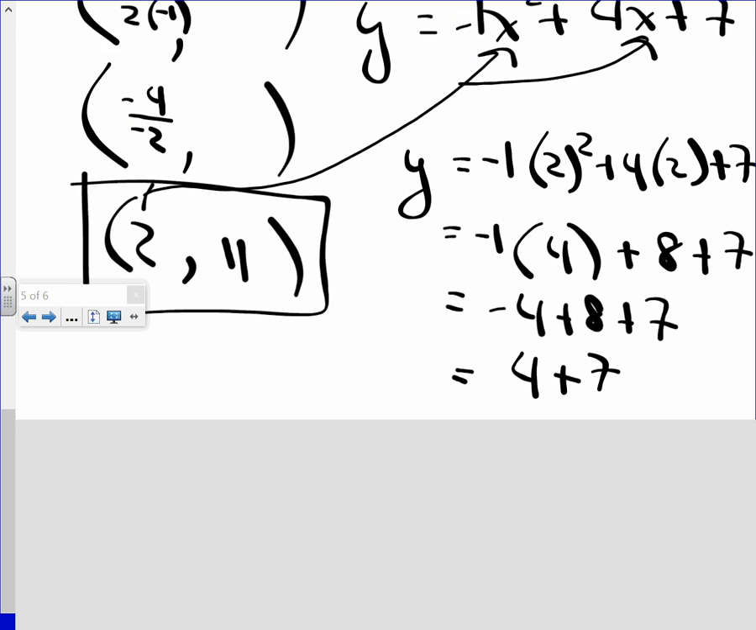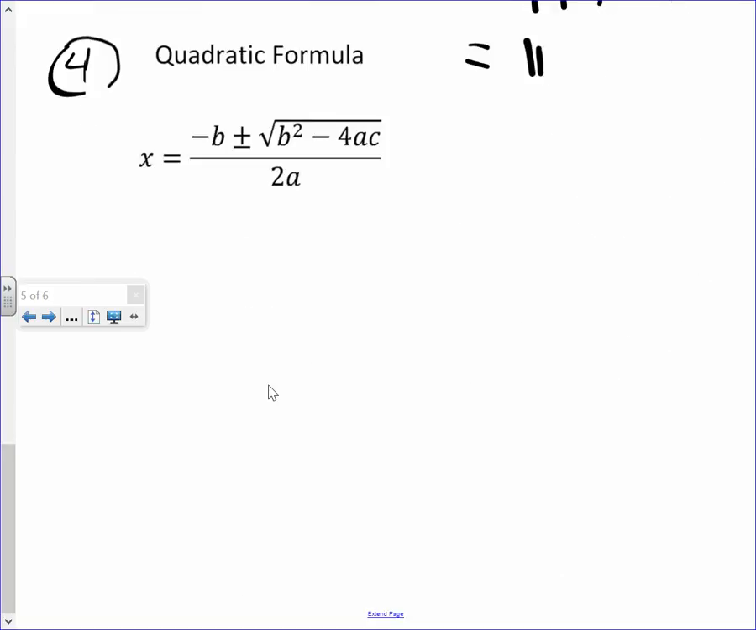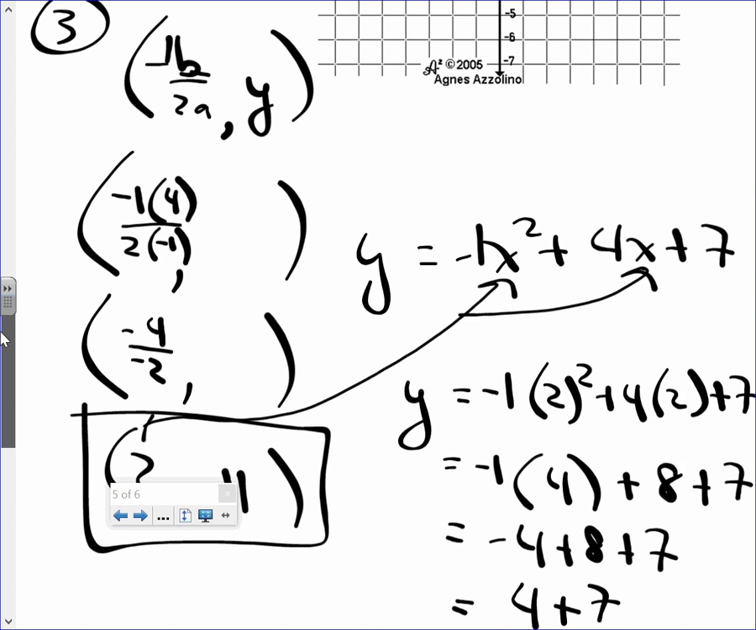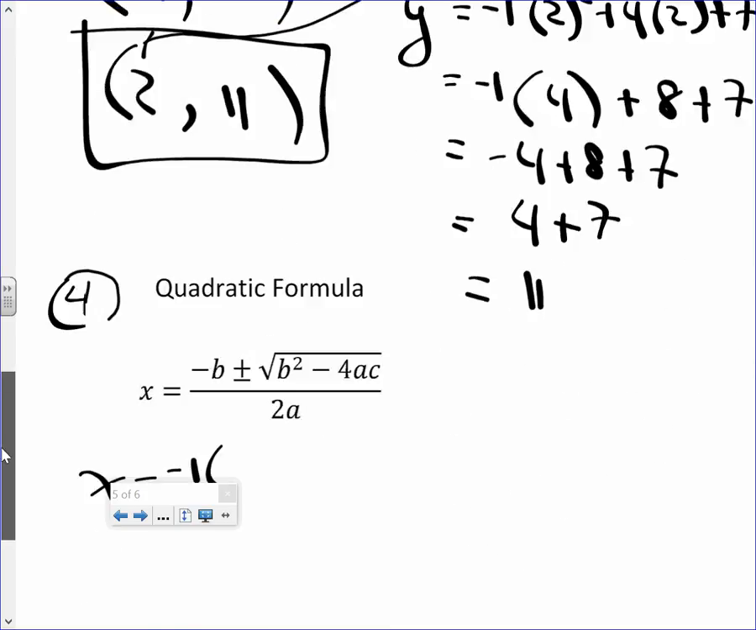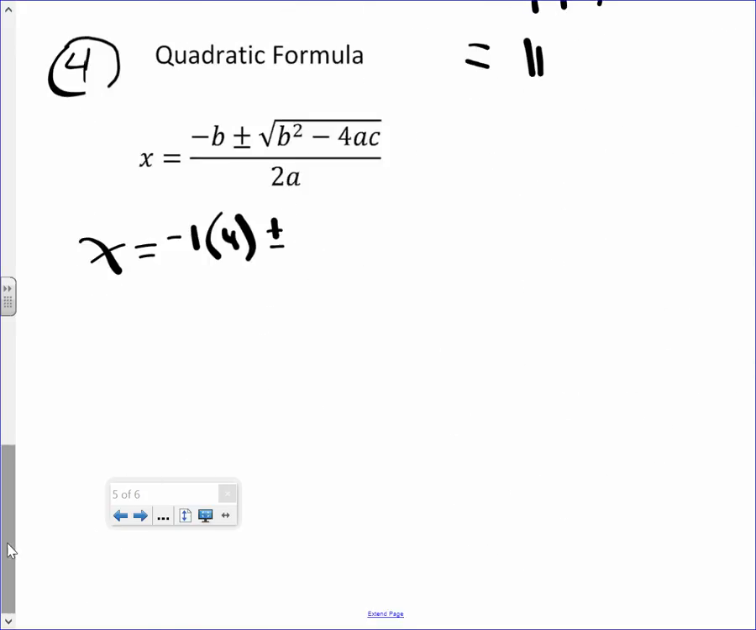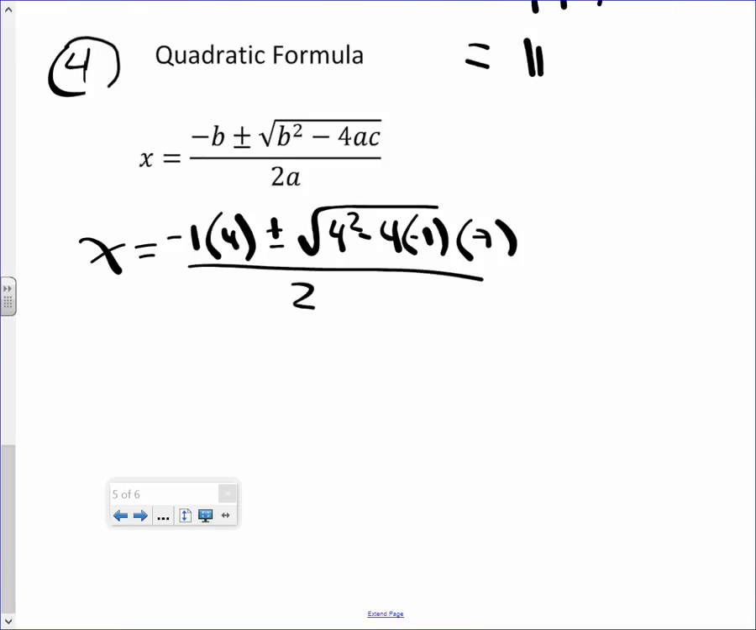All right, here we go. X is negative 1 times b. B is 4, I believe? Yeah. Plus or minus the square root of 4 squared minus 4 times a, which is negative 1, times c. C is 7, I believe? Yeah. All over 2 times negative 1. Careful. Nice.